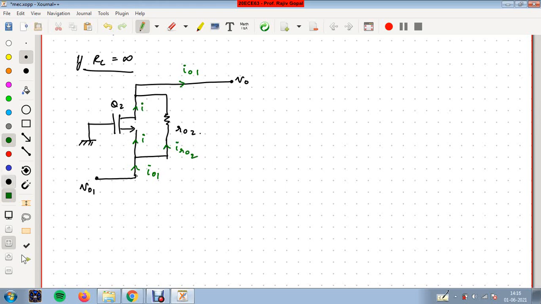Since RL is infinite, this makes I01 zero. Why? Because it is open circuited. I01 will not be there if there is no RL at all. So I01 is actually 0, because of the open circuit.